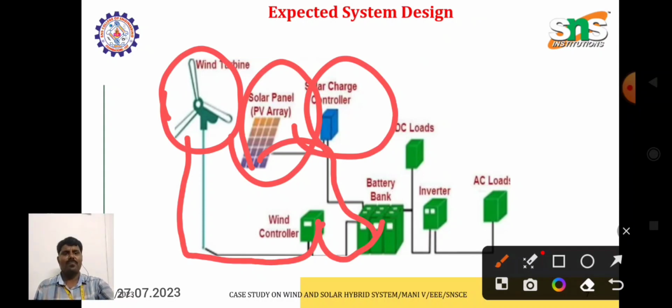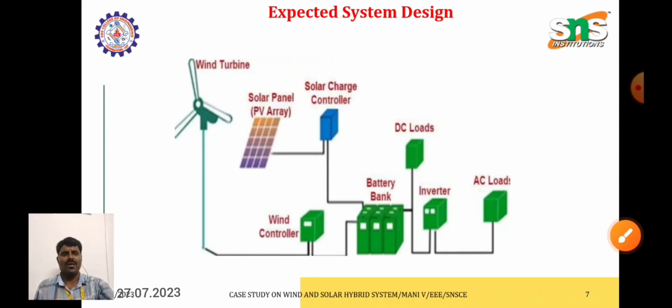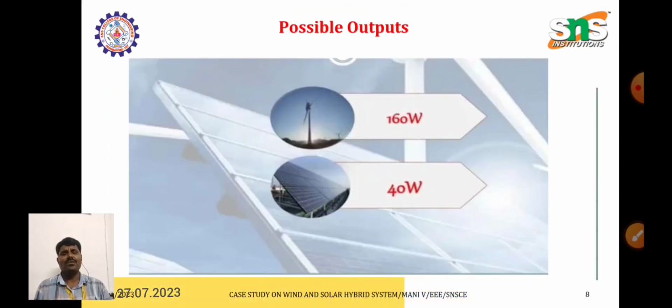From the battery, the supply is fed to the inverter. The inverter converts the DC into AC. Then the AC power is fed to the loads, where we can use the electrical power supply. This is the expected power system for the wind and solar hybrid system. And these are the possible outputs from the wind and solar hybrid system.